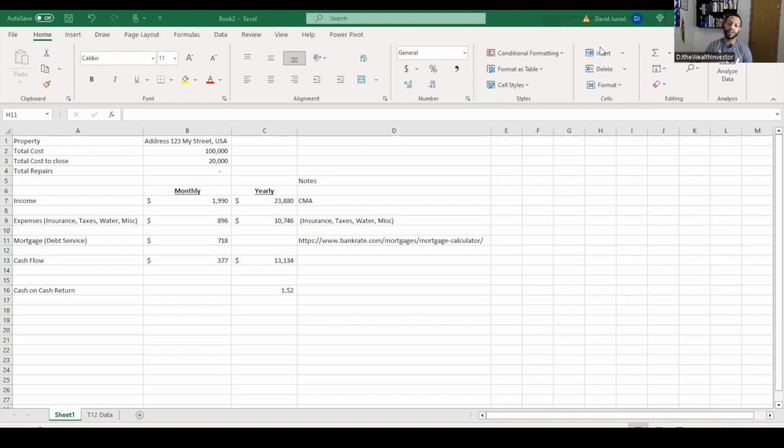So I'm gonna walk through this really basic Excel template that I created right here. That just goes over a lot of the basic details that you'll need when analyzing the deal, and then we jump into Google to find some of the other items like water, taxes, as well as the mortgage and some other things. All right, so let's get right into it.